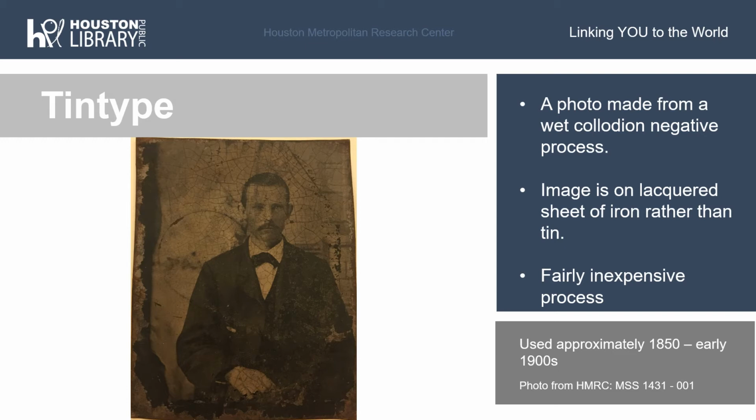The iron can bend, break, warp, or rust, which can cause the photo image to distort or lift away from the metal support. Keeping them in a low humidity environment is very helpful for their long-term preservation.